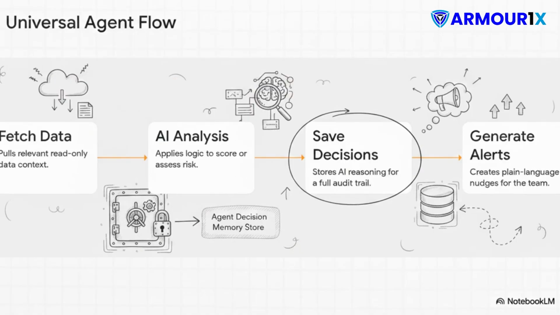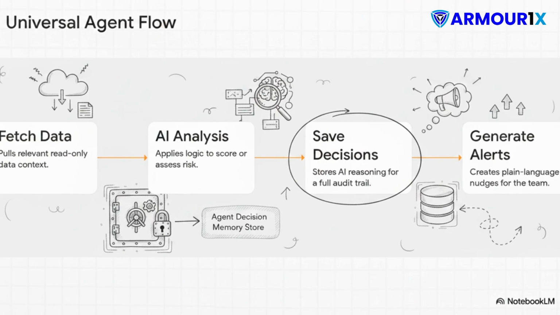And here's the brilliant part. Every single one of those 8 agents operates using the exact same standardized 4-step pipeline. They fetch relevant read-only data, they run their AI analysis based on their specific logic, they save their decisions, and finally, they generate an alert in plain, simple language.